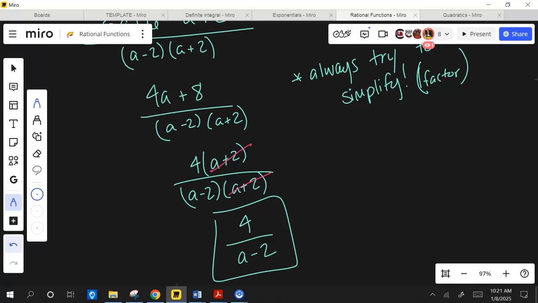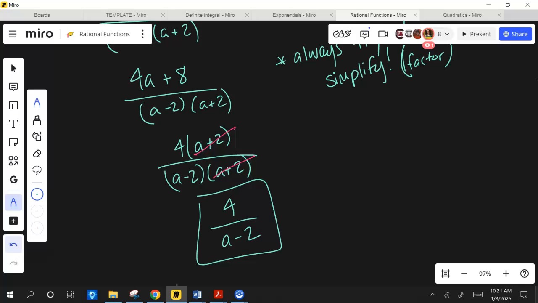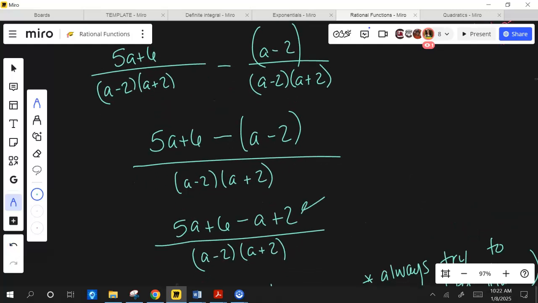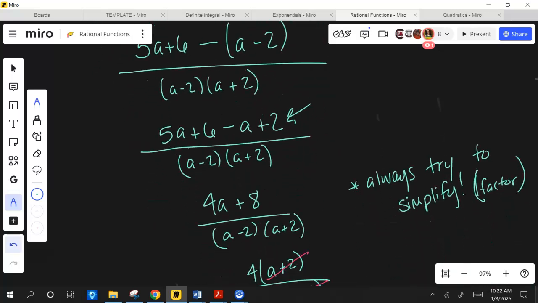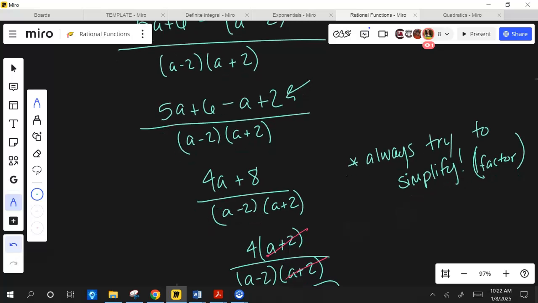Let's do another. Let's kick it up a notch. Who has a question? What's wrong? A plus 2. Right here. 4a plus 8. How did you even get that? 5a plus negative 1. 5a minus a is 4a.